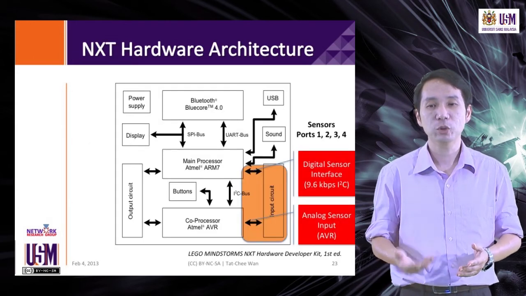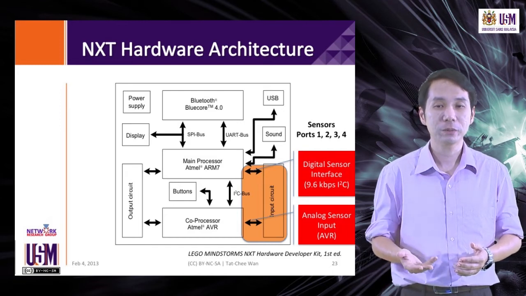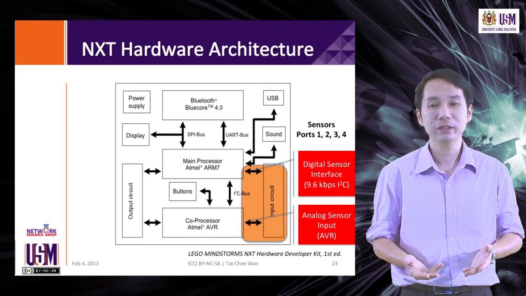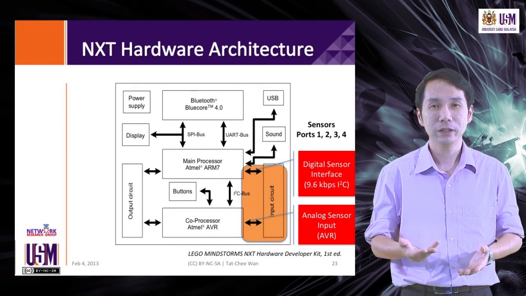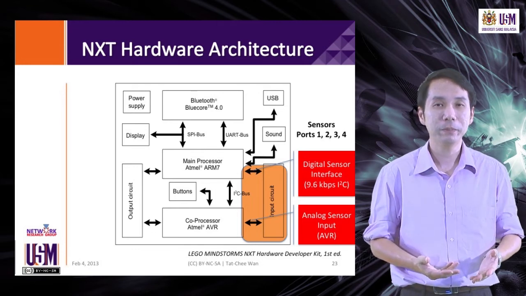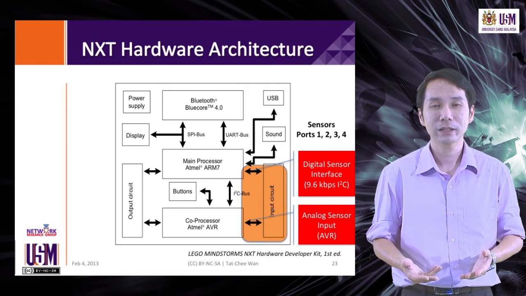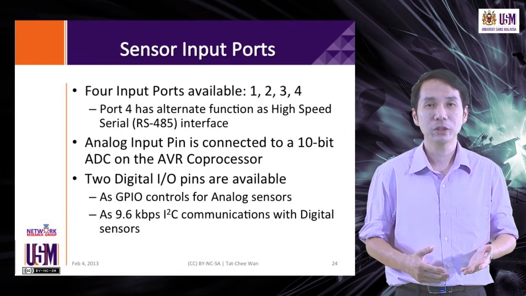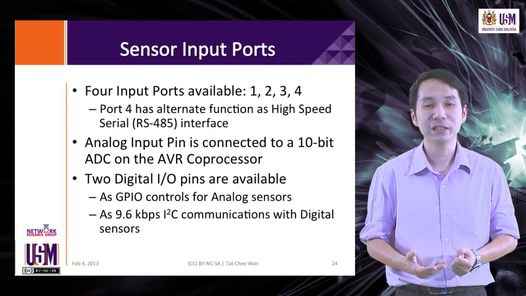Next, we look at the sensor ports. There is the analog sensor input coming from the AVR coprocessor, as well as the digital signal interface, which is a 9.6 kilobits per second I2C interface implemented using a so-called bit-bang technique on the ARM processor to the external sensor. The sensor ports are numbered 1, 2, 3, and 4. Now, port 4 has an alternative function as a high-speed serial RS485 interface.